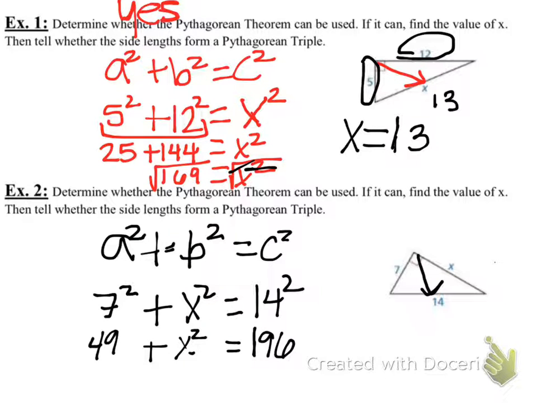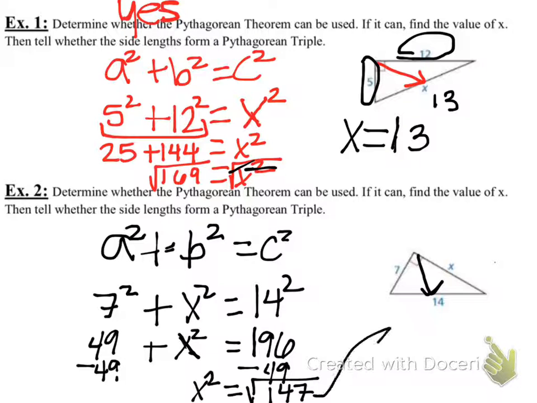Okay, so pulling out those algebra skills, we want to solve for x here, and the next step would be to get this 49 to the other side, so the x is by itself. So we're going to subtract 49 from both sides. We've got x squared equal to square root of 147.